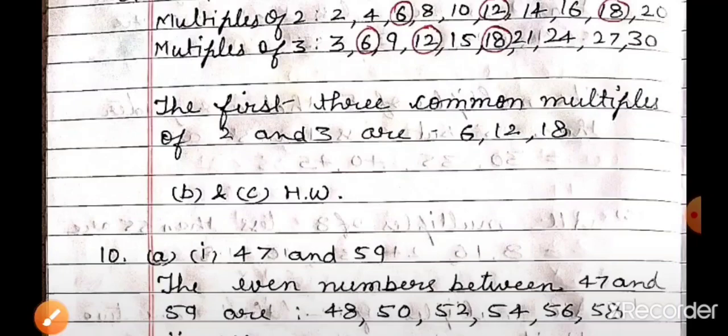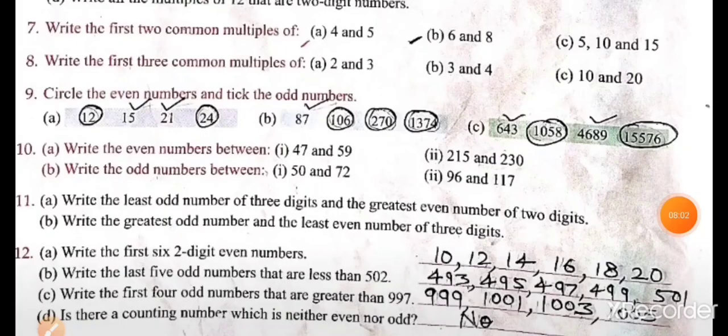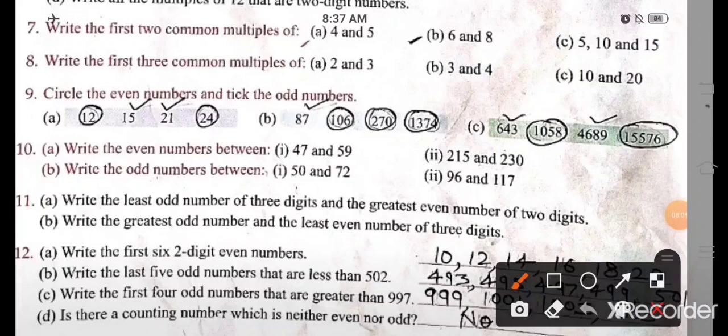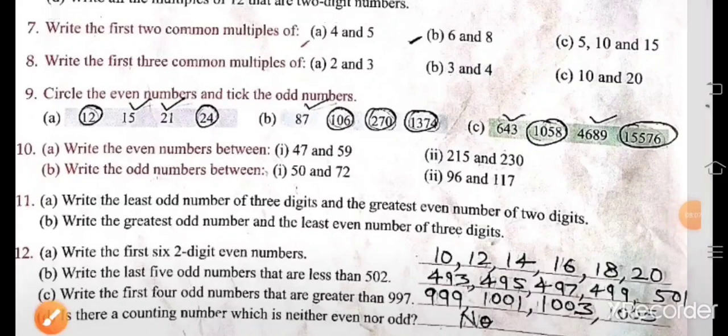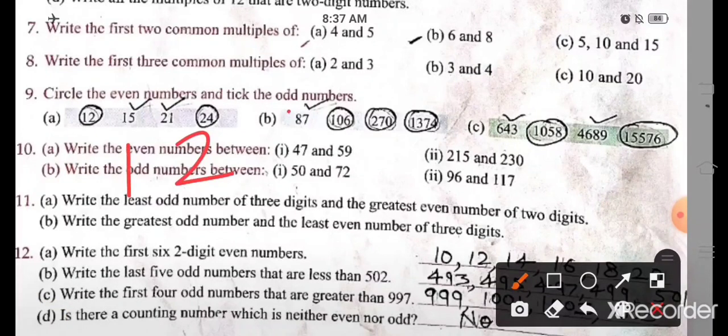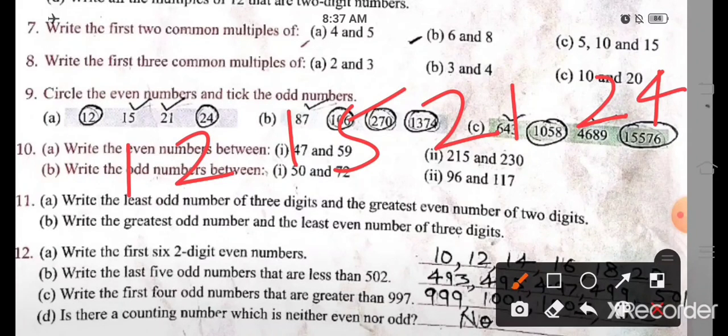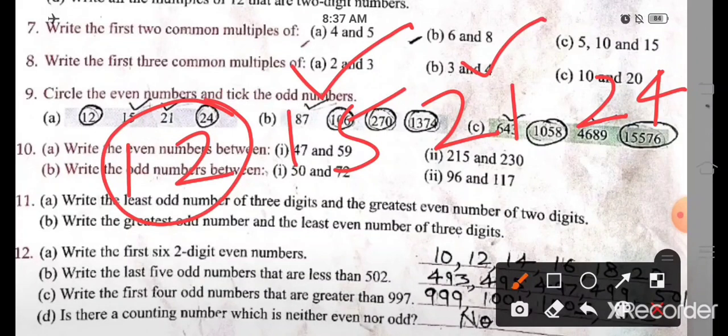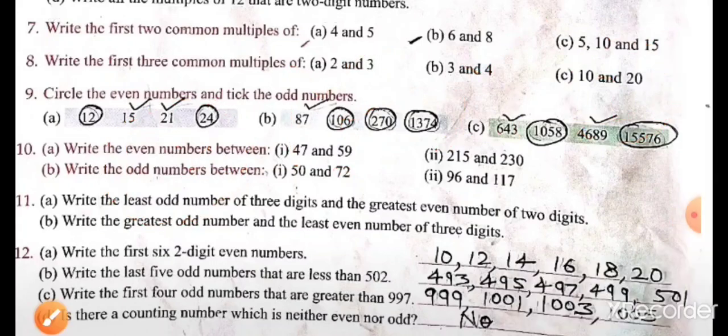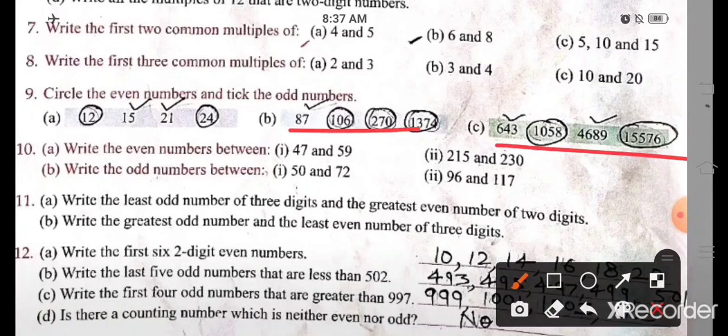Now question number 9. Question number 9 is circle the even numbers and tick the odd number. Okay, so first is 12, 15, 21 and 24. Okay, so 12 is even number, so circle it. 15 odd number, so tick it. 21 is also odd number, so tick it. And 24 is the even number, so circle it. Okay, so like this you have to do these parts also.